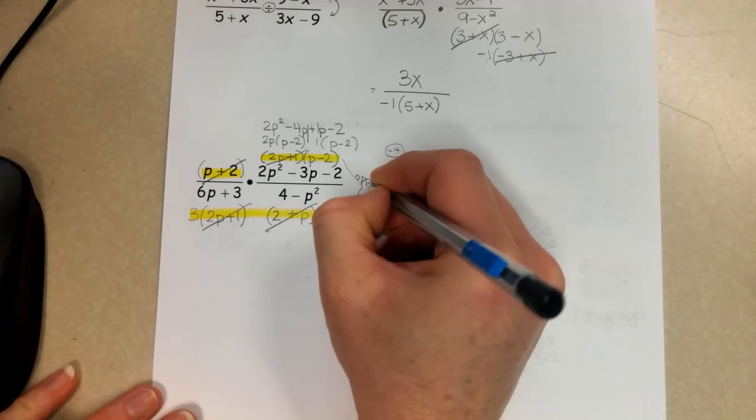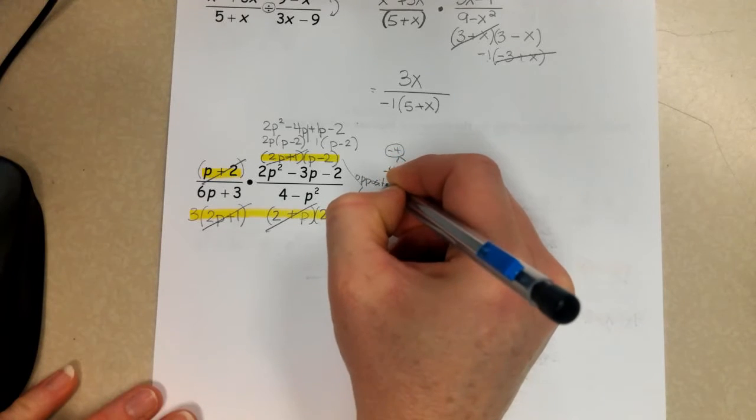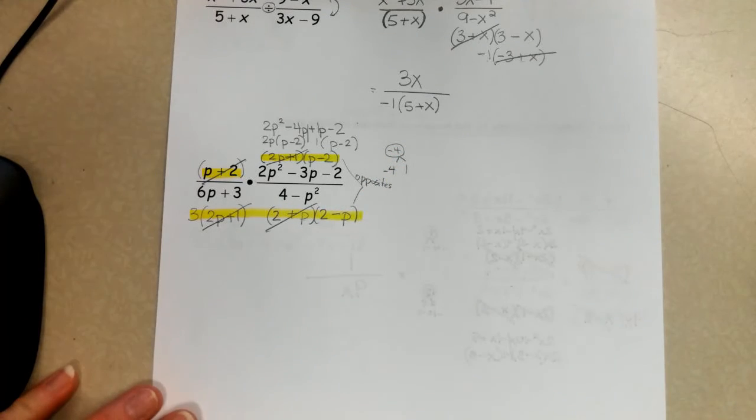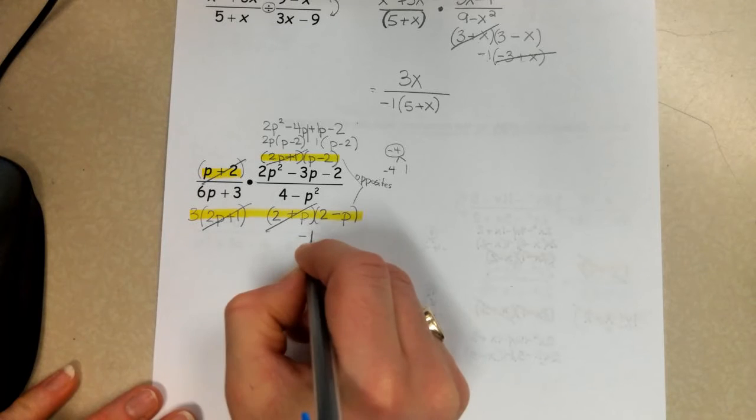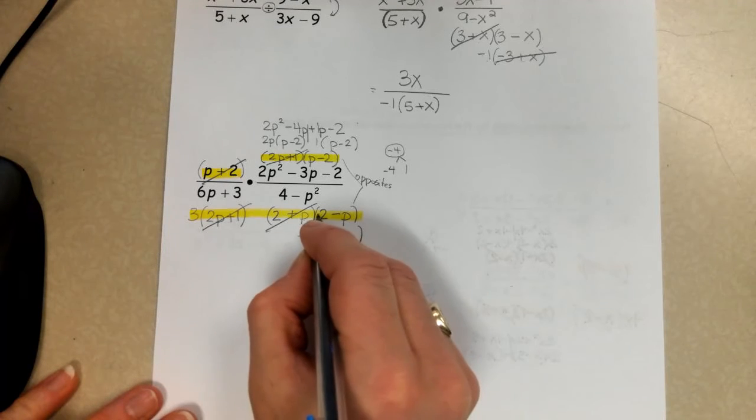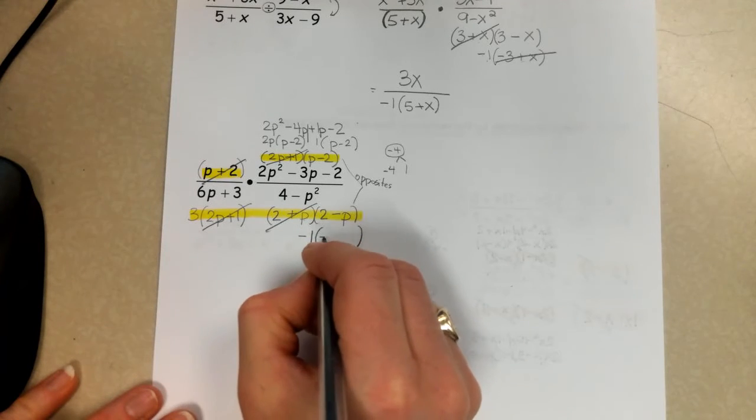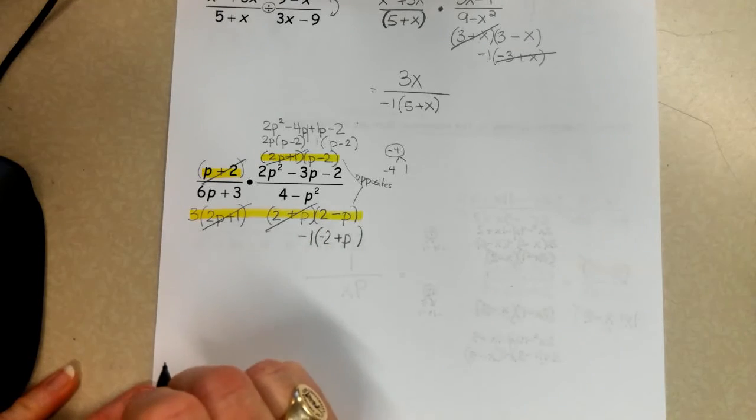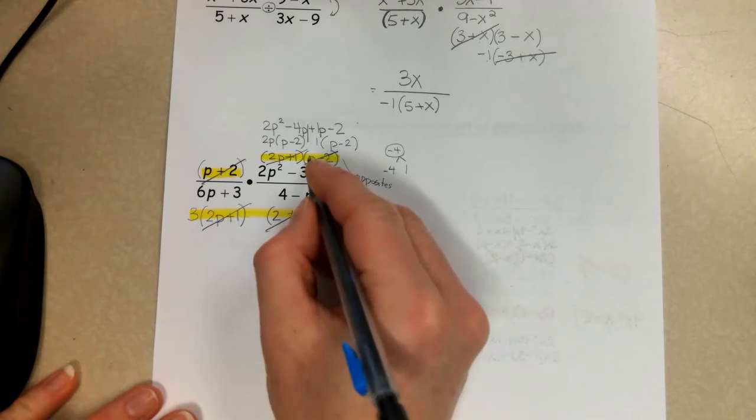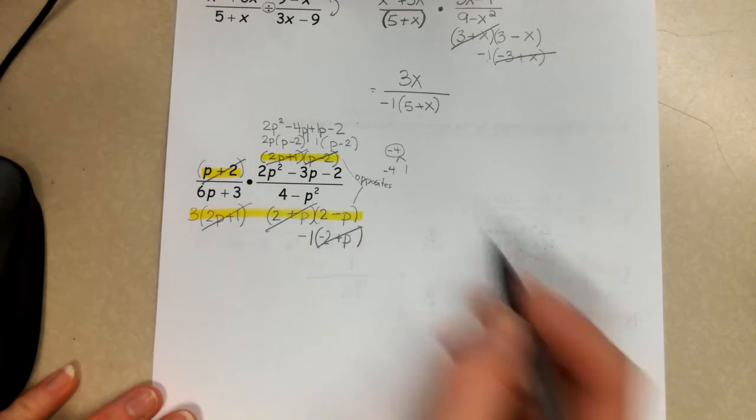So whenever you see opposites, we need a negative 1 removed from one of them. It doesn't matter which. I have space on the bottom, so I'm going to do the bottom one again. I'm going to divide by negative 1, which will make the 2 negative and the p positive. And so now it's allowed to cross off with this one where the p is positive and the 2 is negative.